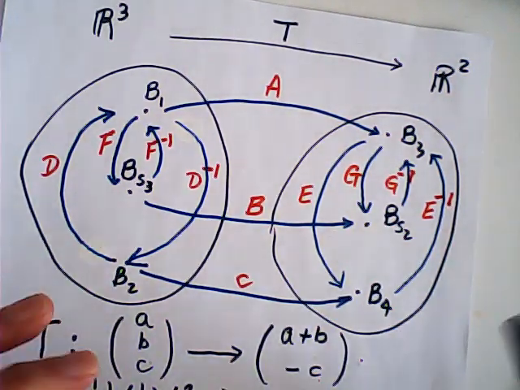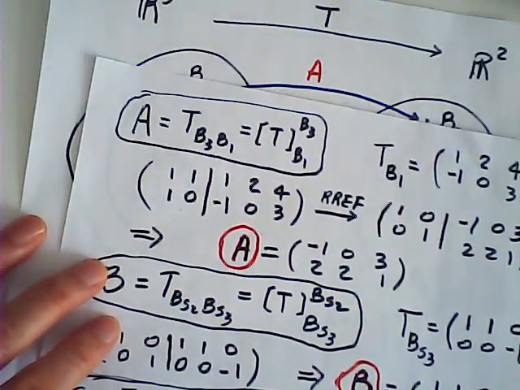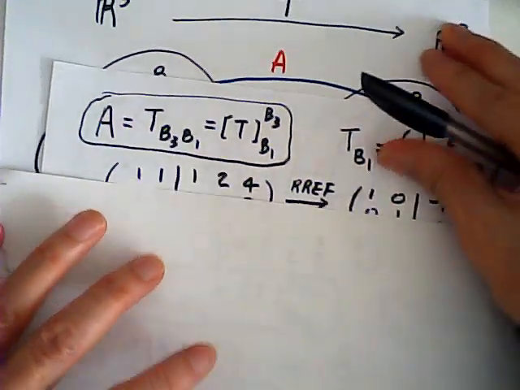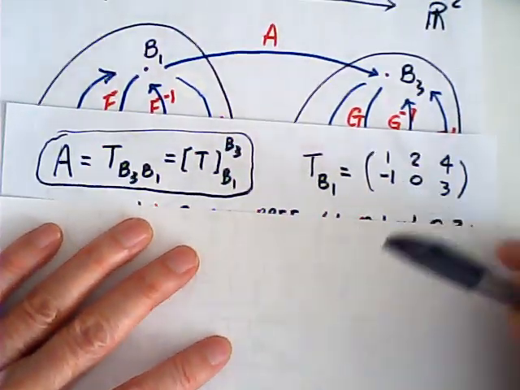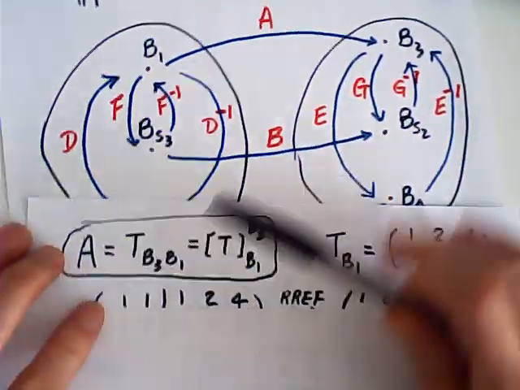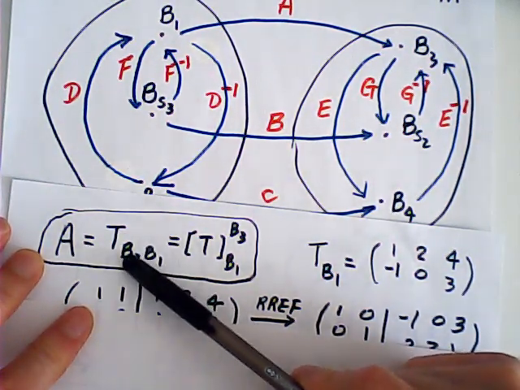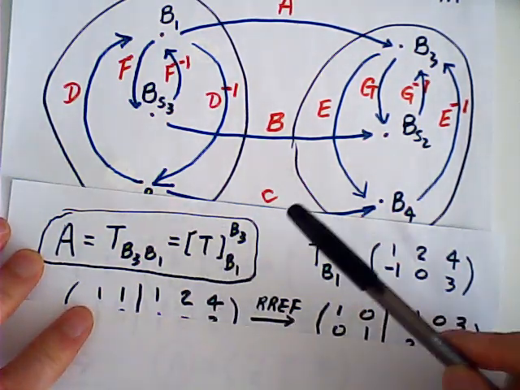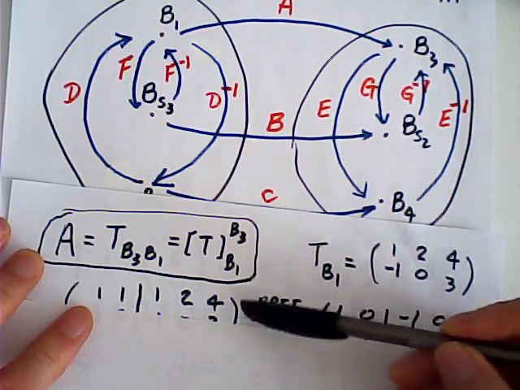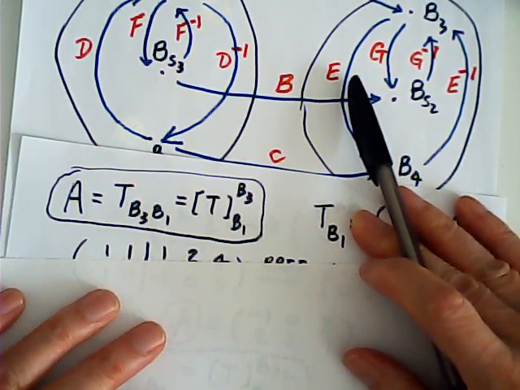Technically speaking, how do you find these matrices? Okay, let me do them one by one. First is A. Let's find A, okay? What's A? A is a matrix representing a linear transformation from B1 to B3. That is another way of writing it: transformation from B1 to B3. Now, how to get it?